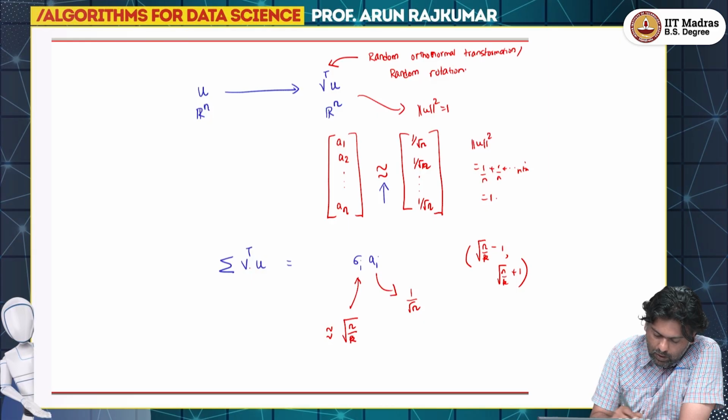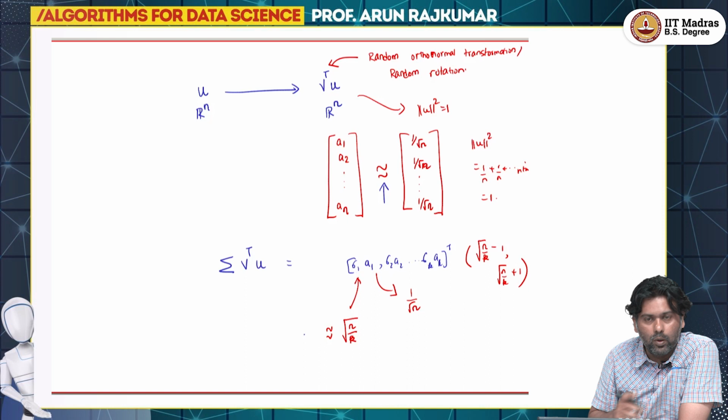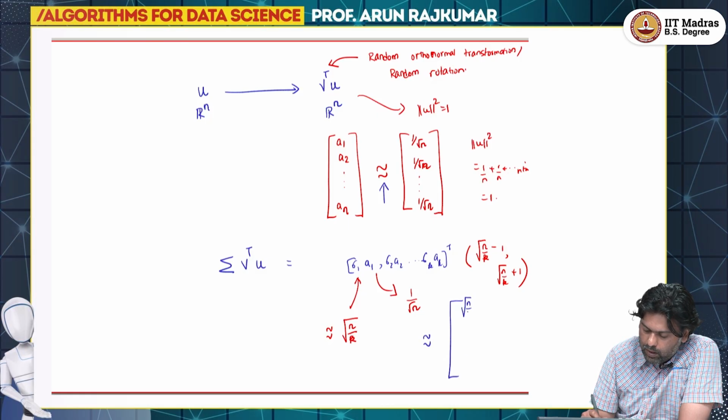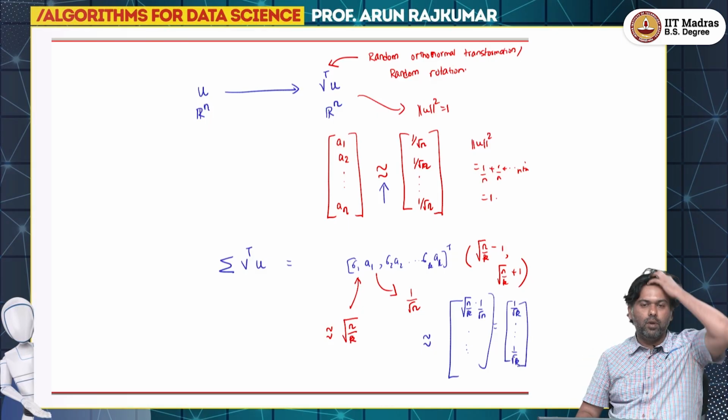So, after I apply this, this is going to be sigma_i a_i. In other words, the vector would be (sigma_1 a_1, sigma_2 a_2, ..., sigma_k a_k) transpose. But what I am saying is that each of these sigma_i's is going to look like square root of n by k, and each of these a_i's is going to look like 1 by square root n. So, this vector itself is going to look like square root of n by k times 1 by square root n for every component, which is something like 1 by square root k. It will look like 1 by square root k in every direction.